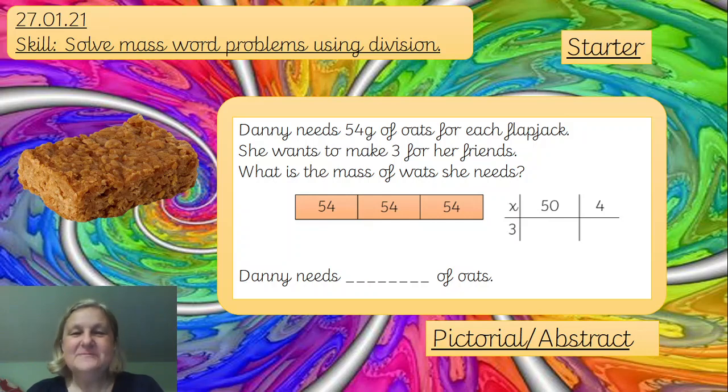Okay, so we've got Danny and her oats. She's going to make some flapjacks. She wants to make 3 for her friends. She needs 54 for each flapjack. What's the mass of the oats she needs? And then you've got a little bar model here and a grid to work out your answer. So I'm going to leave you with that. Pause the video and then be ready to check your answer. So have a go.